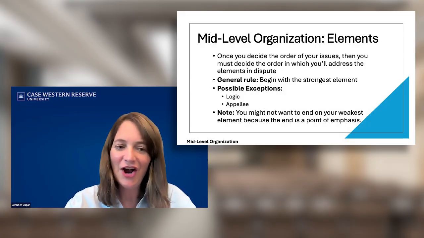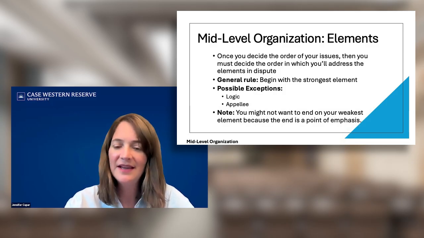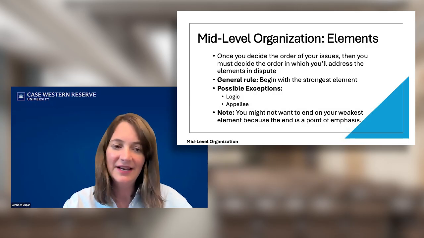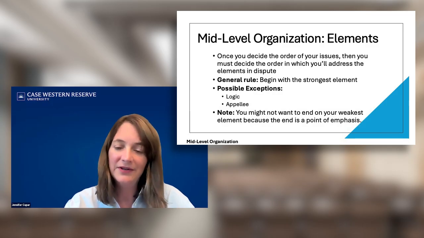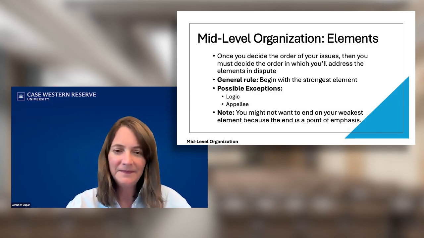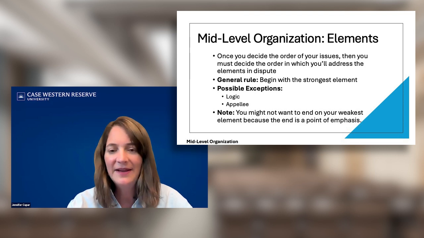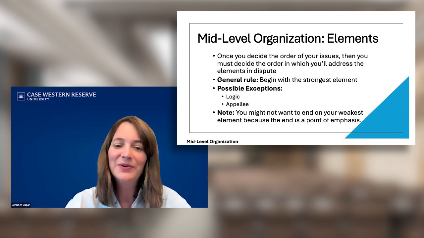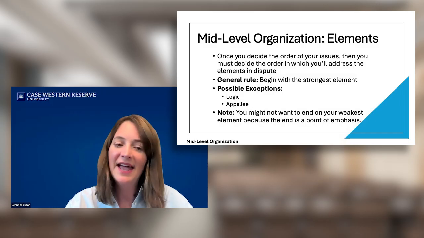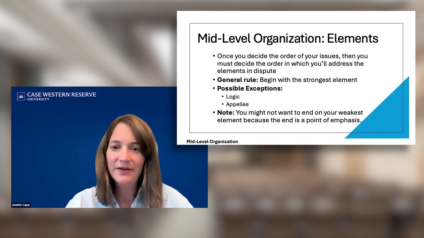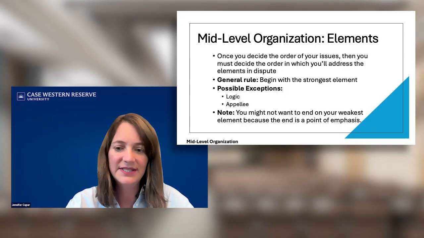Possible exceptions, again, are logic sometimes dictates putting an element first that may not be your strongest. An example there could be, say you've got a really good argument that damages on a claim were inappropriate and that the jury awarded, for example, far too much money. Usually you're going to have to establish liability elements first. Go through and address any liability elements before you get to damages, because it just makes more sense to a reader. And again, an appellee might decide to just track the organization that the appellant used.